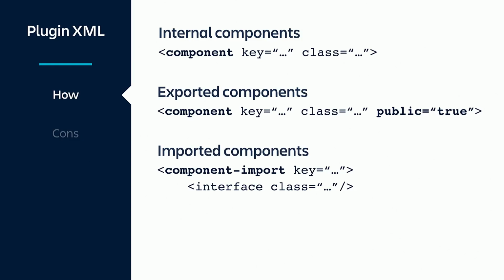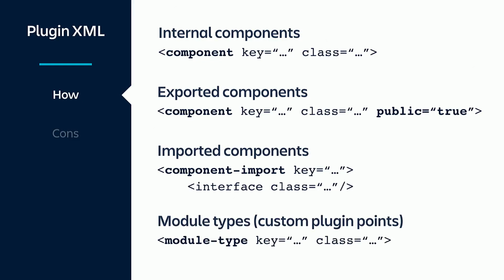And that would create the proxy bean that we saw before, the B prime bean. To create a module type or a custom plugin point, you would do much the same thing. You'd say module type, you give it some key, and you'd provide the class that's your module descriptor factory.